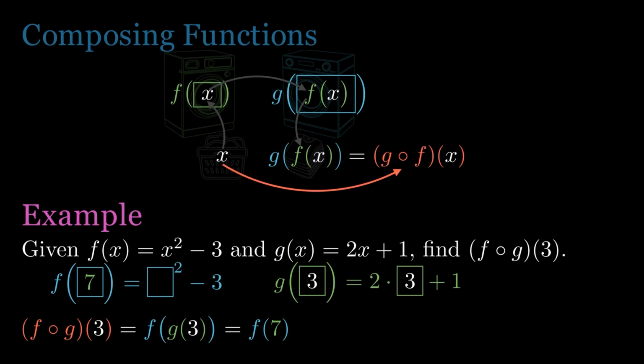7 is thrown into the function f. And f of 7 is 7 squared minus 3. So let's rewrite it here and compute it. 7 squared is 49, so we have 49 minus 3, and that is 46. And that will be the final answer for this problem.